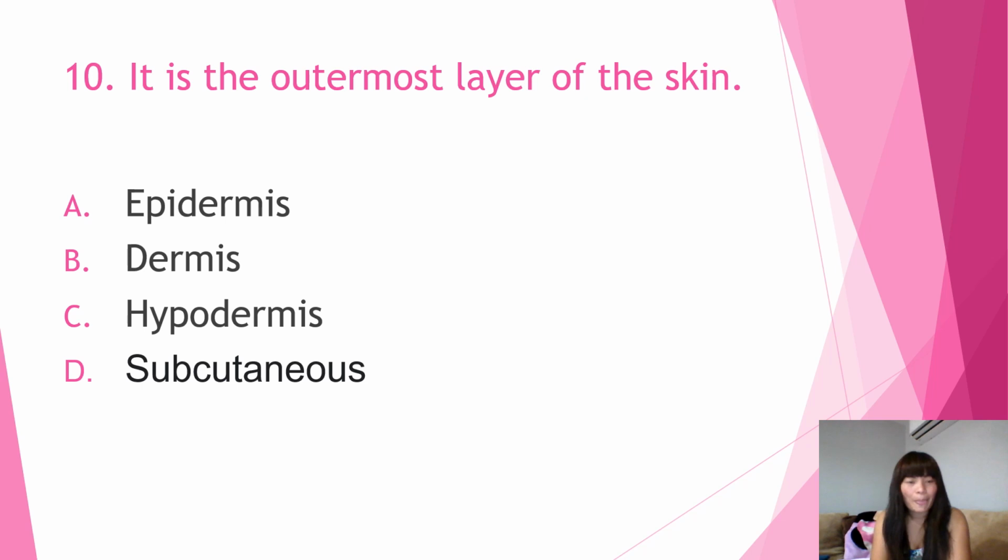Okay, so number 10, it is the outermost layer of the skin. What's your answer? Okay, the answer to this is epidermis. Dermis is middle layer and hypodermis is under the skin. And then subcutaneous means under the skin too, or beneath the skin. Okay?